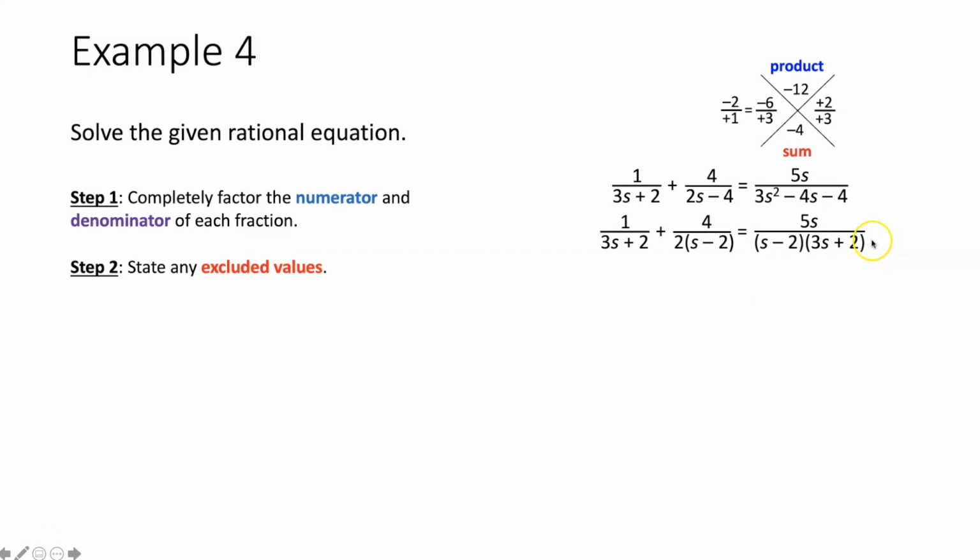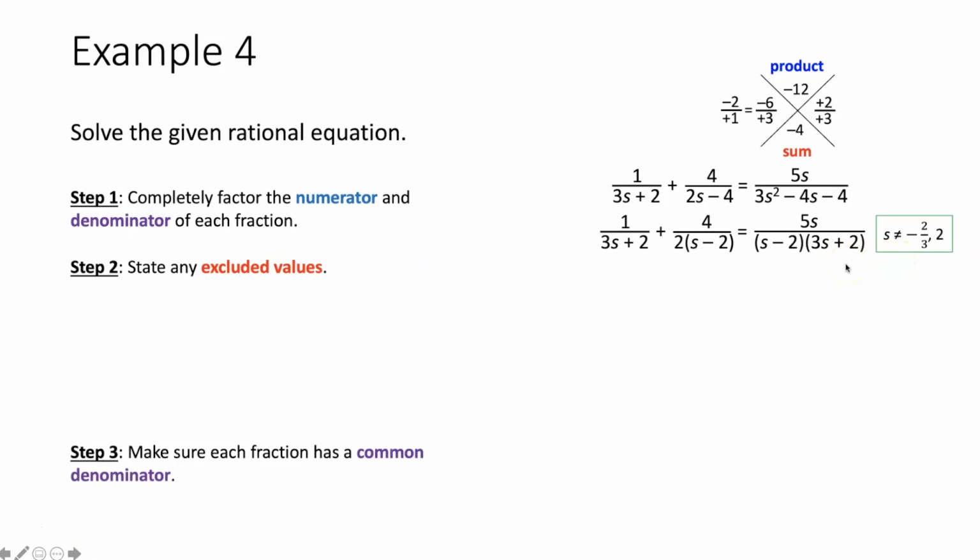And then here, we set this denominator equal to 0, solve for s. So we need to use the zero product property because we have two things multiplied together equal 0. So we set each of these things equal to 0, solve for s. Oh, they're the exact same things we got over here. S cannot equal 2 and s cannot equal negative 2 over 3. So those are our only two excluded values.